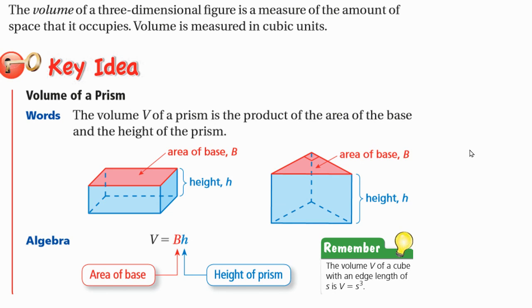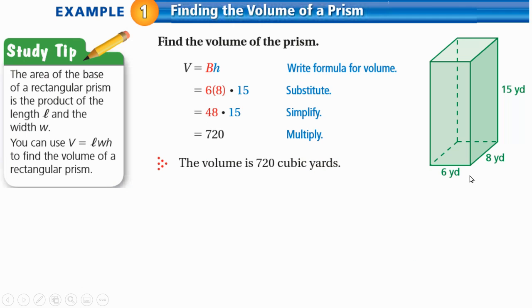Surface area, we learned last week, that was all the way around the outside, so that'd be like the glass of the fish tank. So this is the amount inside. And this is a lot easier. There's one formula, V equals capital B H, which again, is the area of the base, and you times it by the height of the prism. So it's pretty easy. Let's go look at this example.